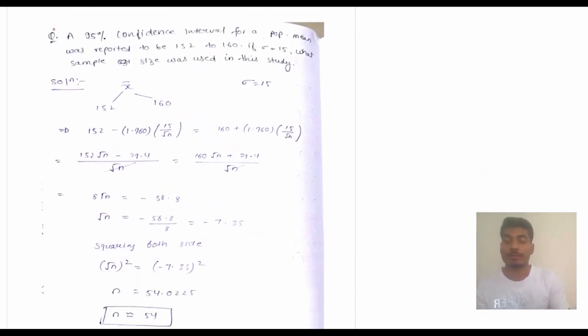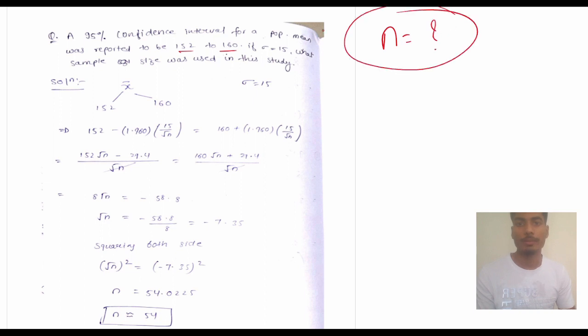See this question. A 95% confidence interval for a population mean was reported to be 152 to 160. If sigma is 15, what sample size was used in this study? It means we have to find the sample size, we have to find n. So they give x bar as 152 and 160, and we will solve for 152 and 160 both.